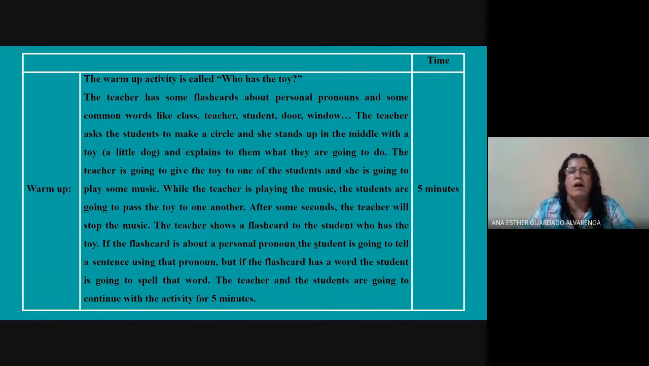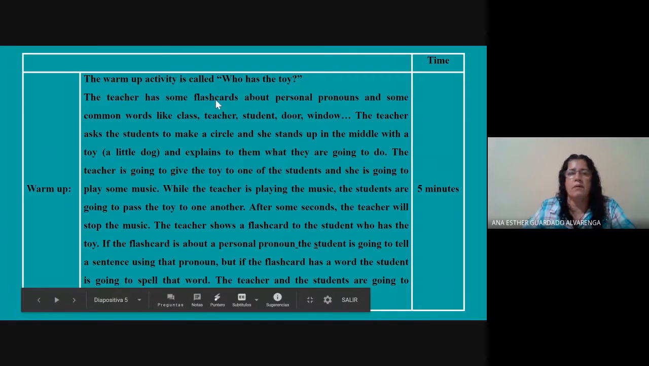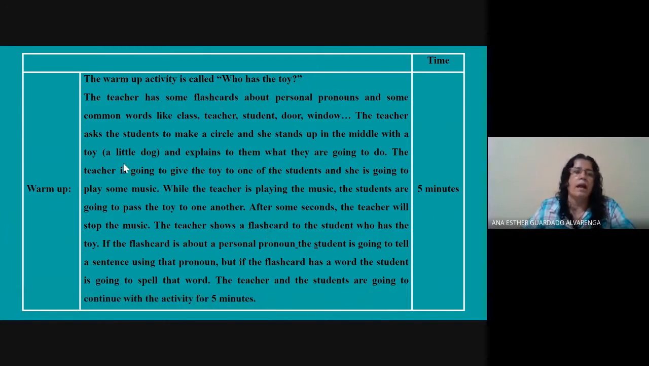I'm going to have flashcards about personal pronouns and flashcards about some vocabulary that we studied before. And I'm going to have a toy, which is a dog, and my cell phone, and also I'm going to play music. I'm going to have 5 minutes to do this warm-up. And the warm-up is called Who Has the Toy?